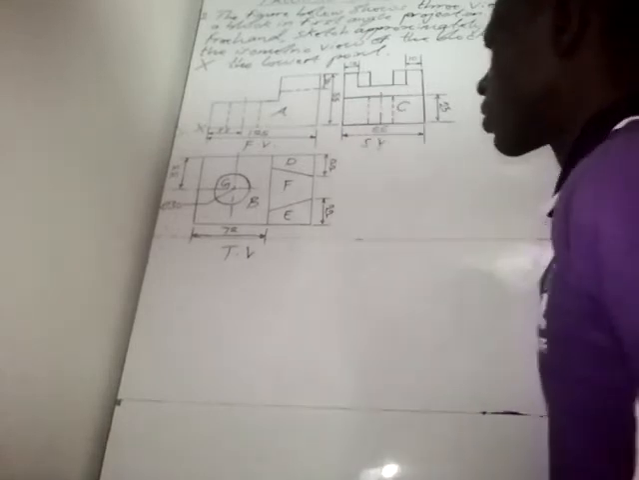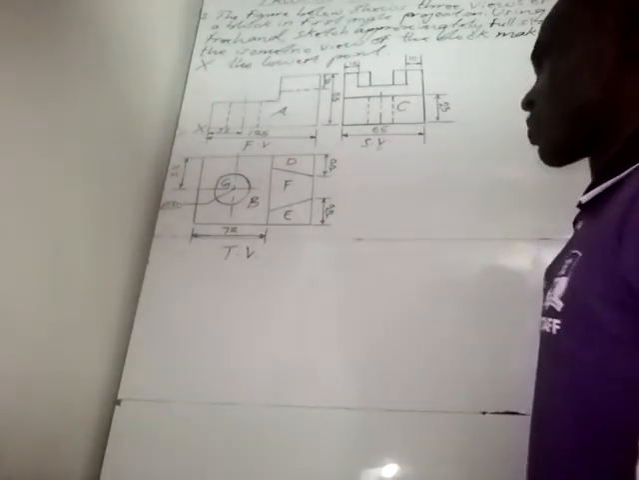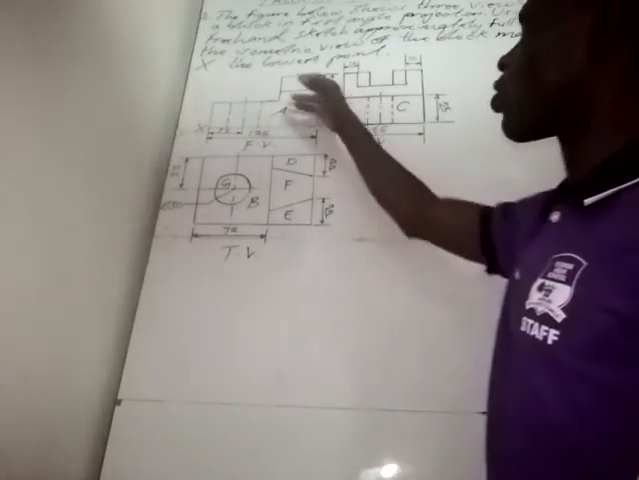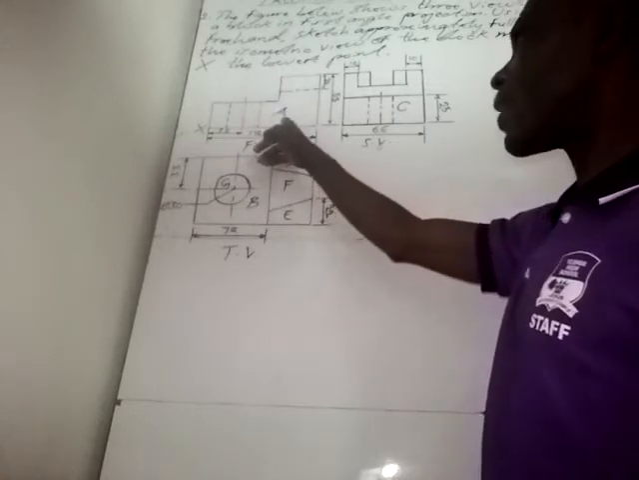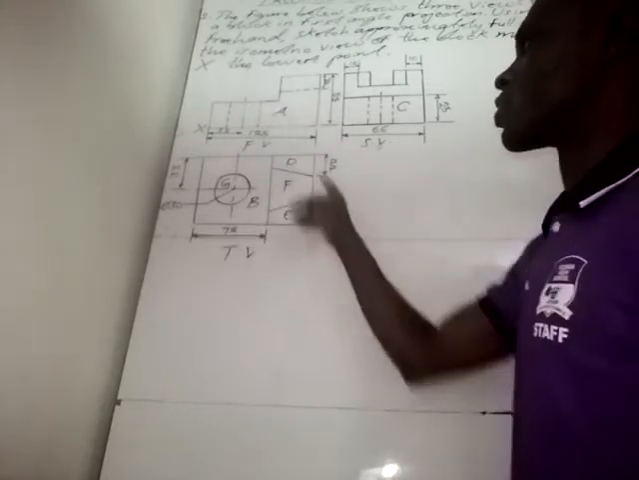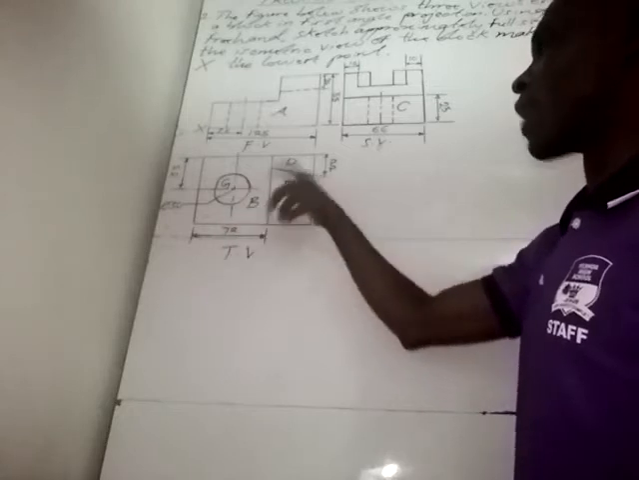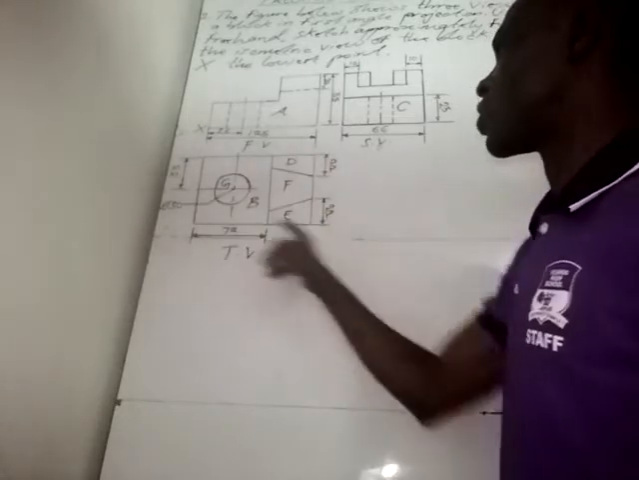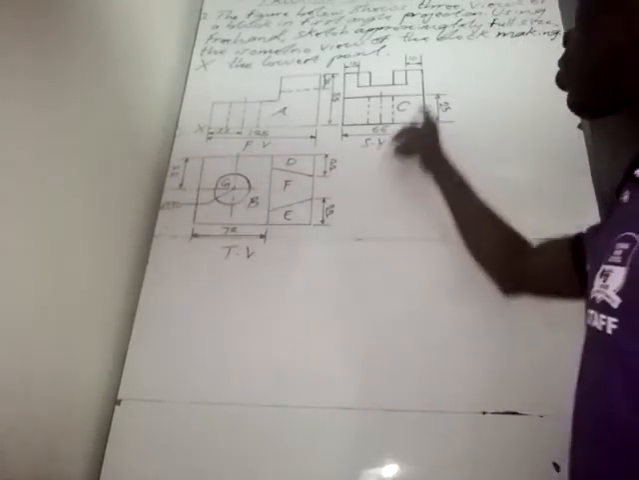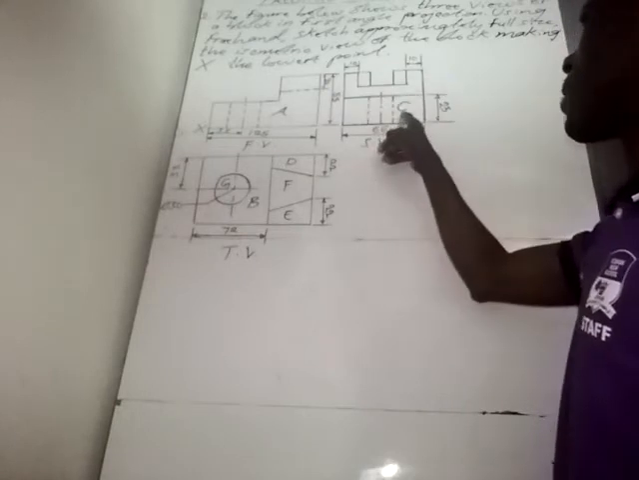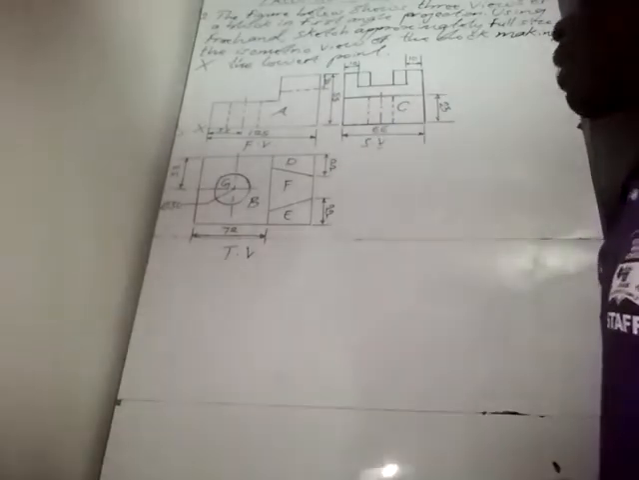Take note of all this. The next thing I want you to know is that I've labeled these shapes. The whole of this shape is labeled A, and the whole of this shape is labeled B. Though we have other parts there, I'm going to explain that. The whole of this rectangle is labeled B, and the whole of this shape is labeled C. So this is the way I want to do it, and I want you to pay attention.